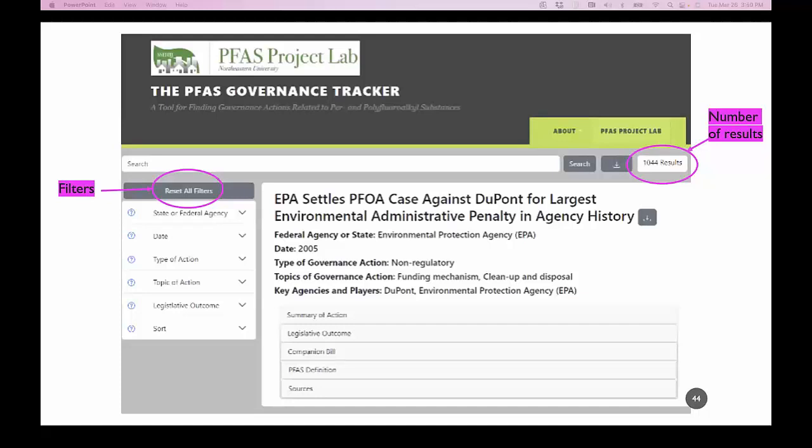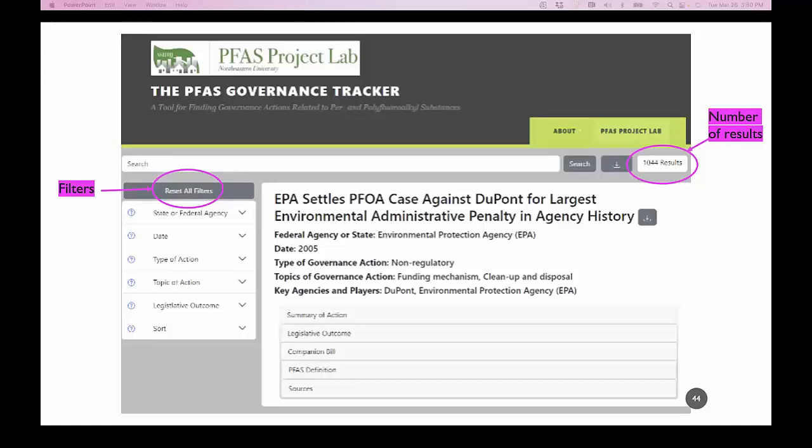On the right-hand side there, you'll see that I've circled the number of results. This shows you that at this point, the website loads all over 1,000 entries in the governance database. And as you then filter the results on the left-hand side, that number in the right-hand side will decrease. There are lots of different ways you can filter the data. You can ask for just federal action or just state action. You can ask for a specific federal agency. So you could ask the website to show me everything that the Food and Drug Administration has done. Or you can select particular states. Maybe you want to look at states in your region.